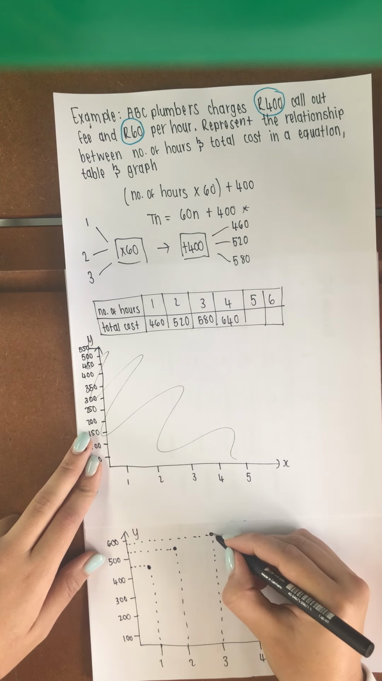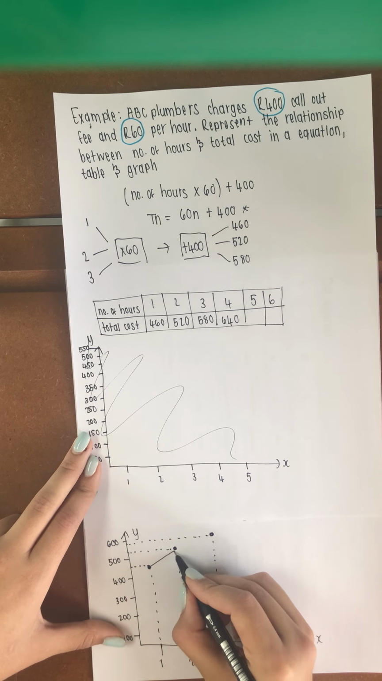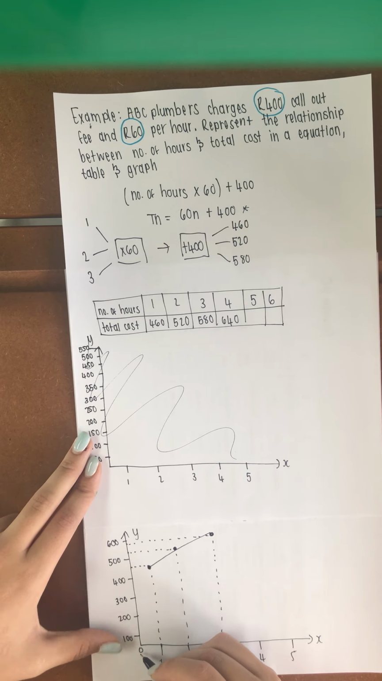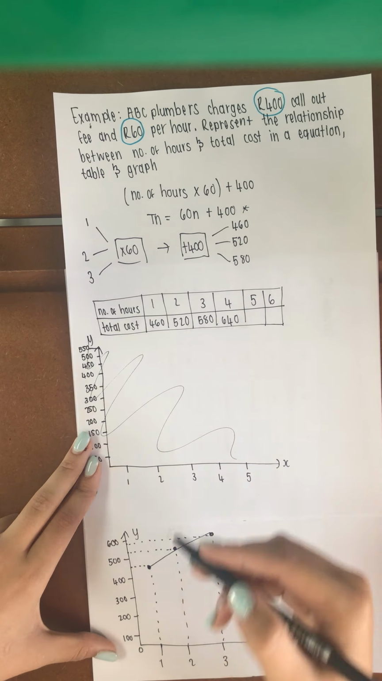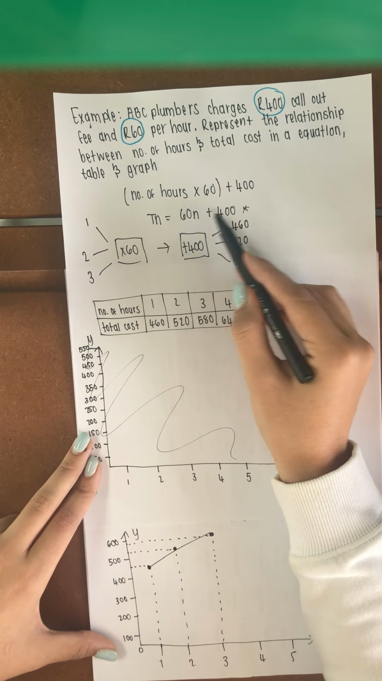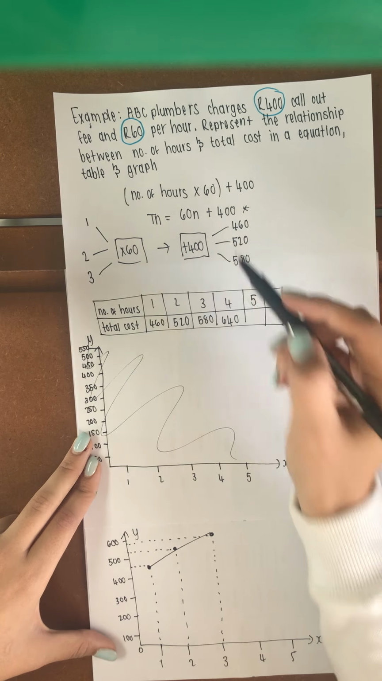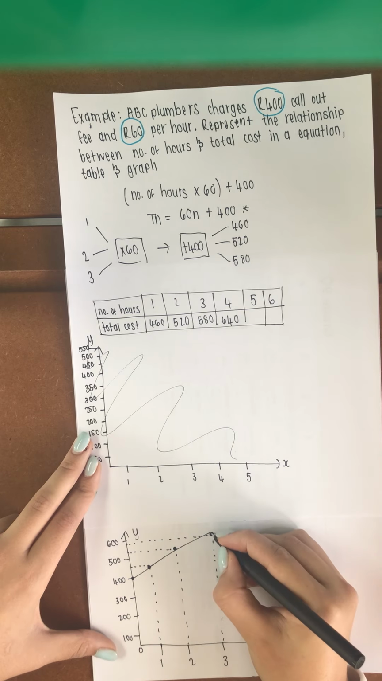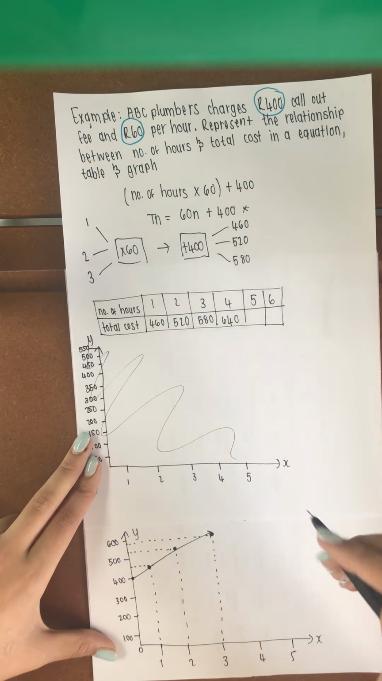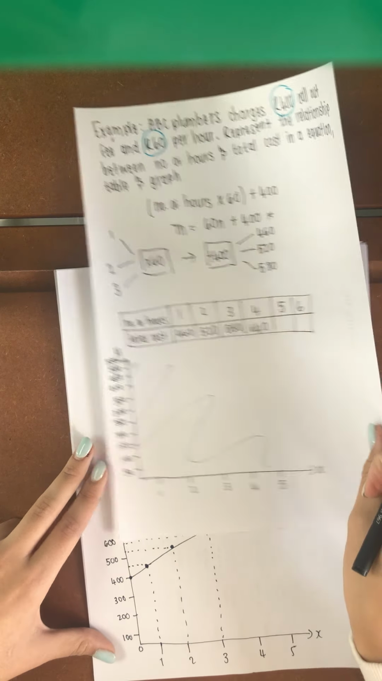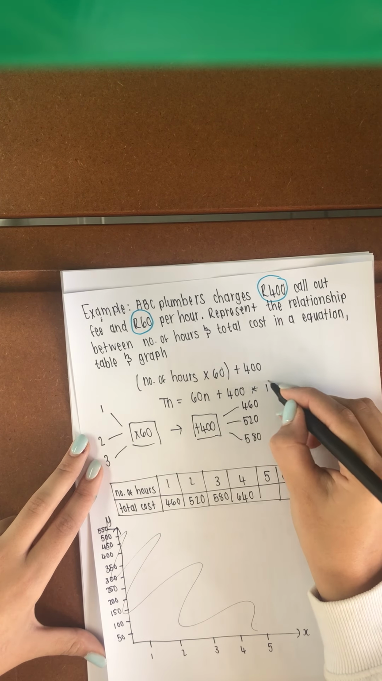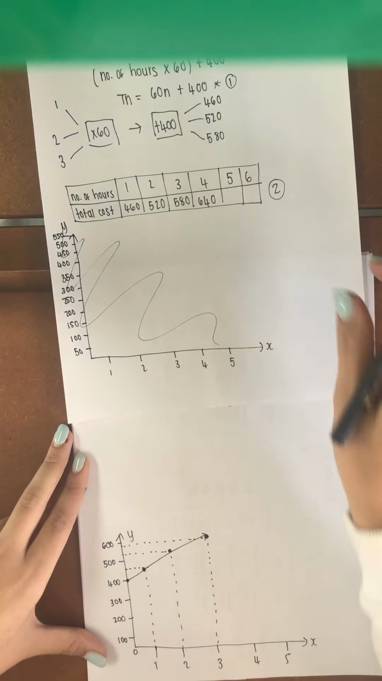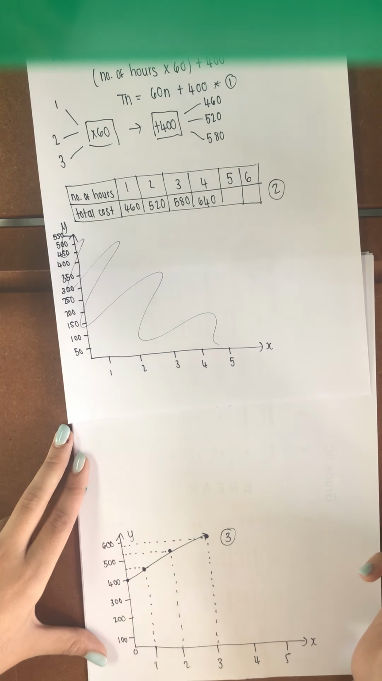Now what's important to understand is my graph can't just start there. If I work 0 hours, what do I get? So I say 0 times 60, 0 plus 400, so that gives me 400. So I start at 400, and that's what my graph looks like. So I've represented it in an equation, I've represented it in a table, and I've represented it in a graph.